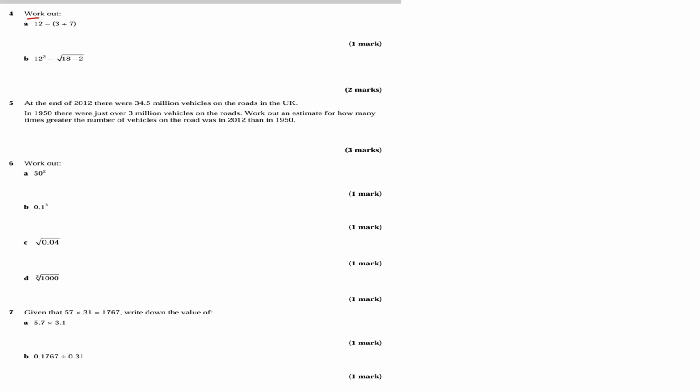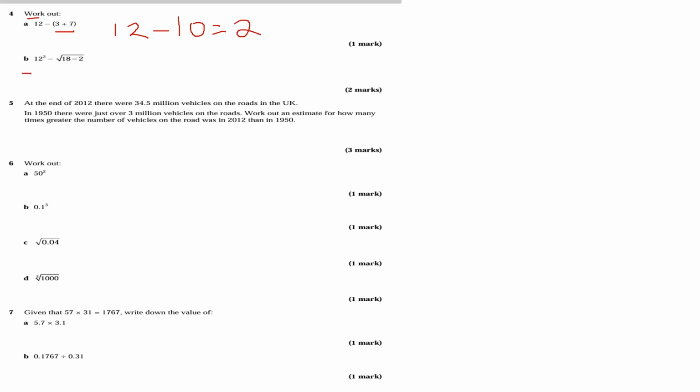Question number 4A. It says work out 12 minus (3 plus 7) in brackets. So using BIDMAS, I'll do 3 plus 7 first, which is 10. We copy down the 12, so 12 minus 10, 12 take away 10, 12 subtract 10, and I get 2. Always remember BIDMAS.